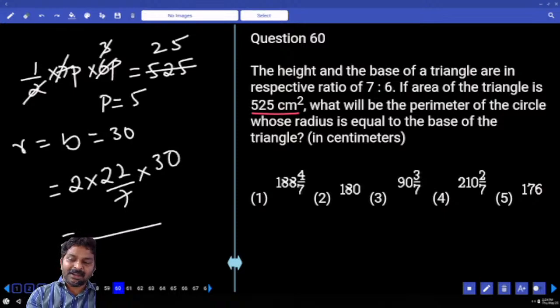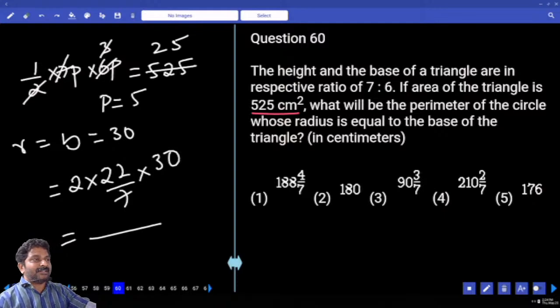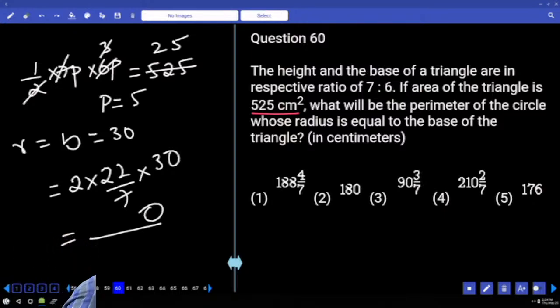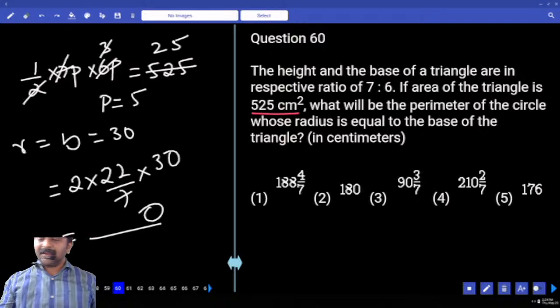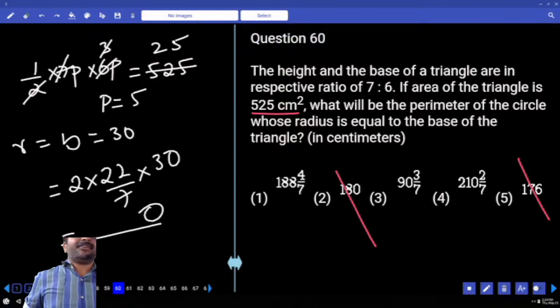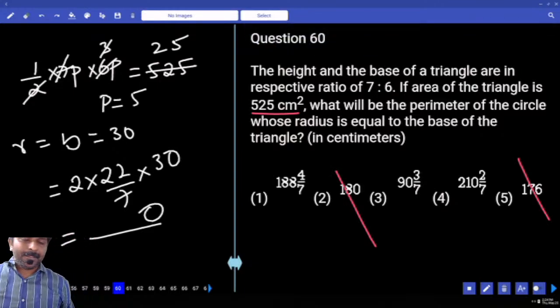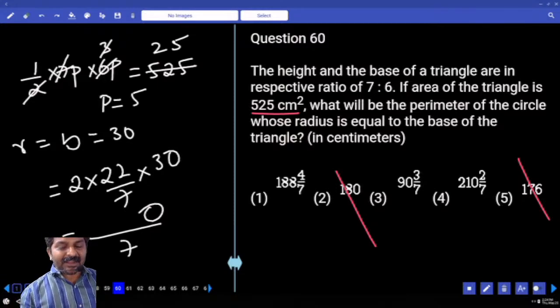That means your numerator ends with 0. Numerator ends with 0, agreed or not? In your numerator, do you have any 7 multiple? So you are not going to get an integer as your answer. That means the second and fifth final answers are cancelled, right? And you know that your numerator ends with 0.